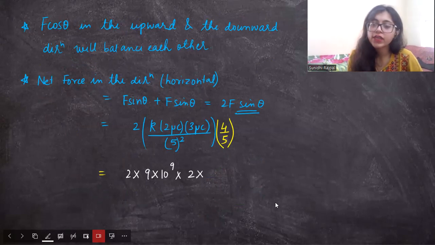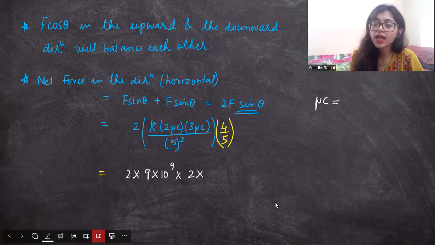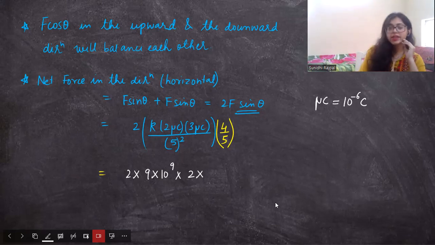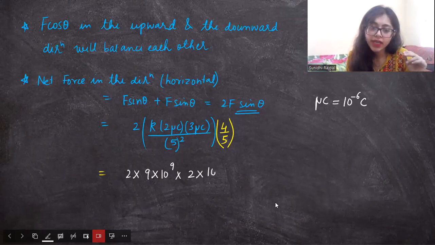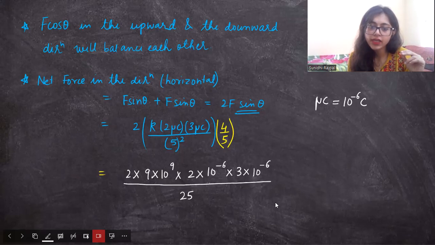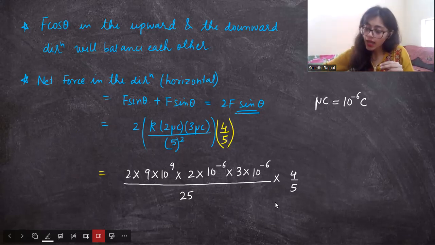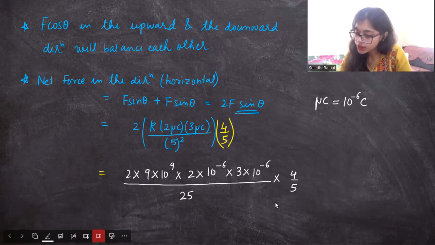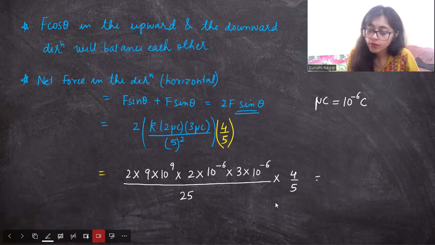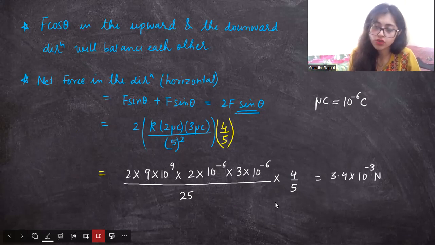I have 2. When you have mu coulomb, what does that mean? That means it is equal to 10 raised to power minus 6 coulomb, right? Mu means 10 raised to power minus 6. So I have 10 raised to power minus 6. Then we have 3. Then we have another 10 raised to power minus 6 divided by 25 into 4 by 5. Okay, so this is your answer. And when you solve this, you will get your answer, which is equal to 3.4 into 10 raised to power minus 3 Newton.